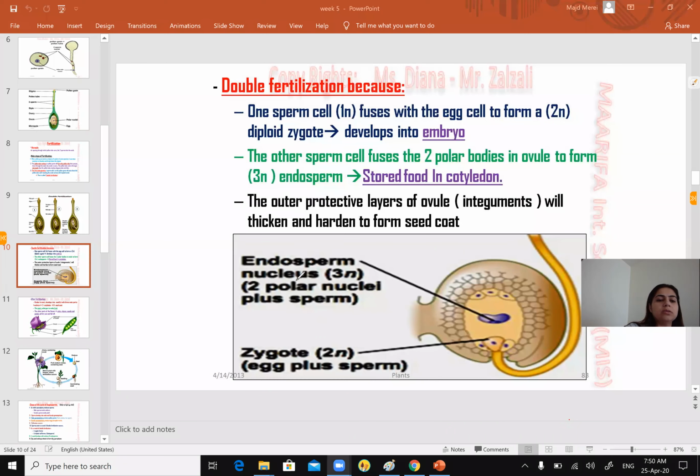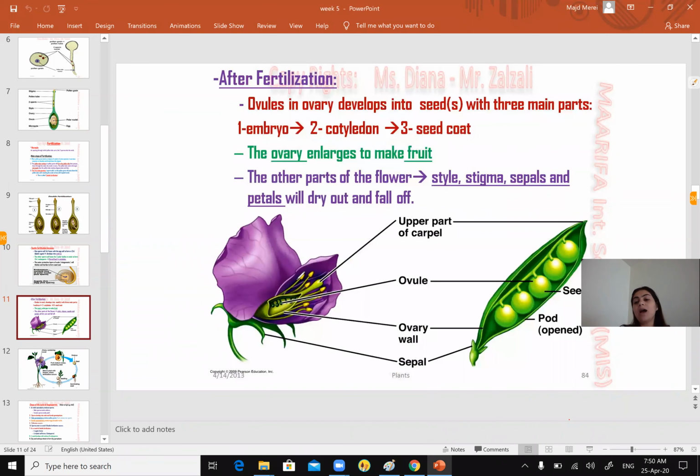Now, after fertilization, what we discussed until now is happening within the female reproductive part, the ovary. And inside the ovary, we have the ovule. As I told you, if there is only one ovule, it means that one seed is formed. If there are many ovules, it means that there are different seeds. So notice here, each ovule will form a seed.